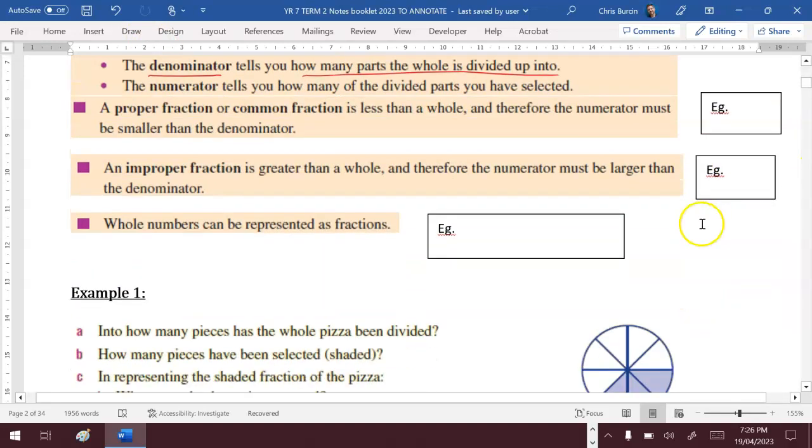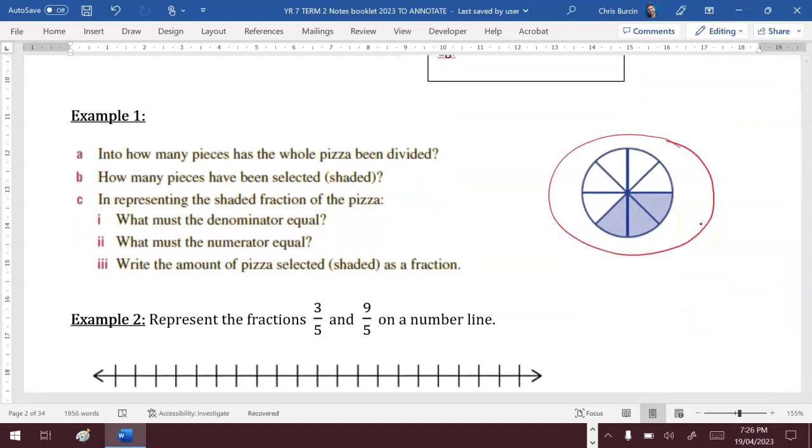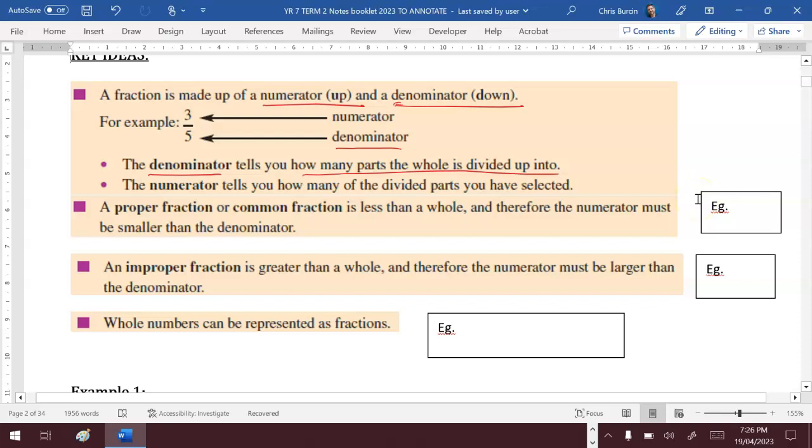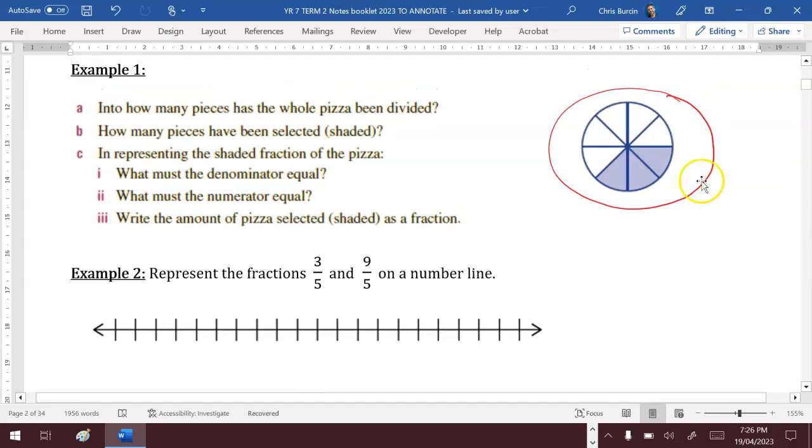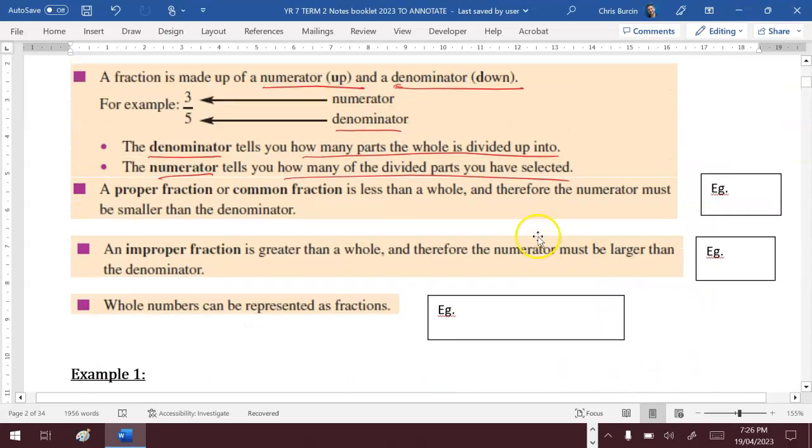So if we look at our pizza pie down here, this entire pizza pie has a certain number of total wedges, just like a Domino's pie, maybe Pizza Hut as well. You get 8 pieces in total. And then the numerator on the top tells you how many of those divided parts you've selected. And you can see here a number of those pieces of pie have been selected, or in my house, eaten.